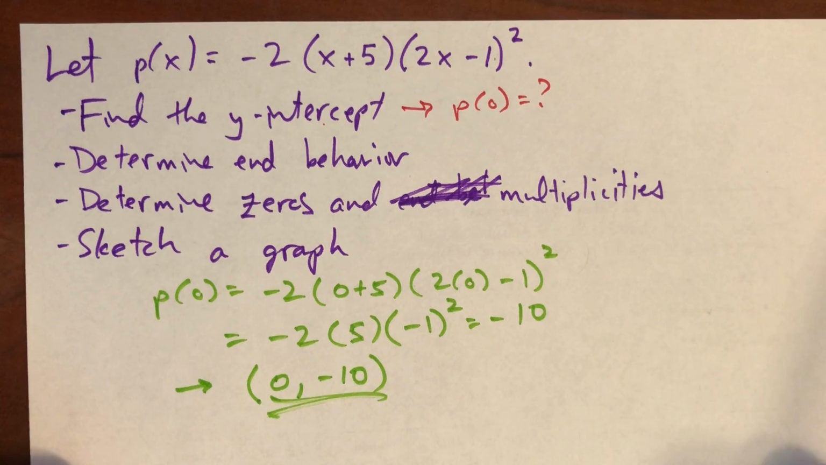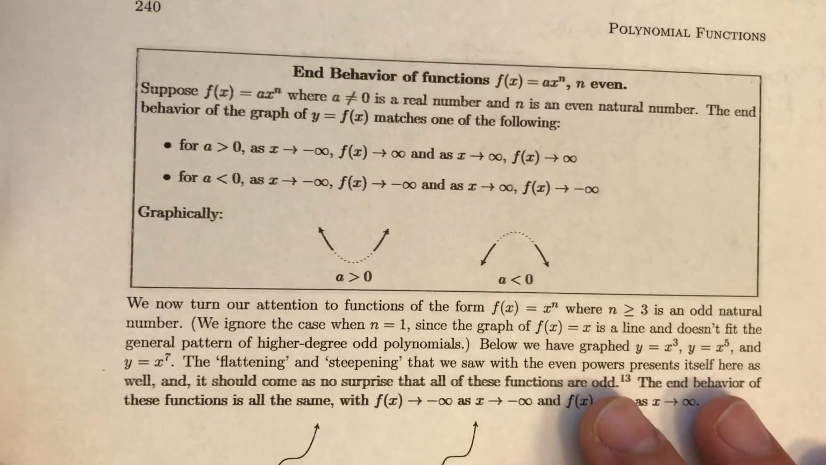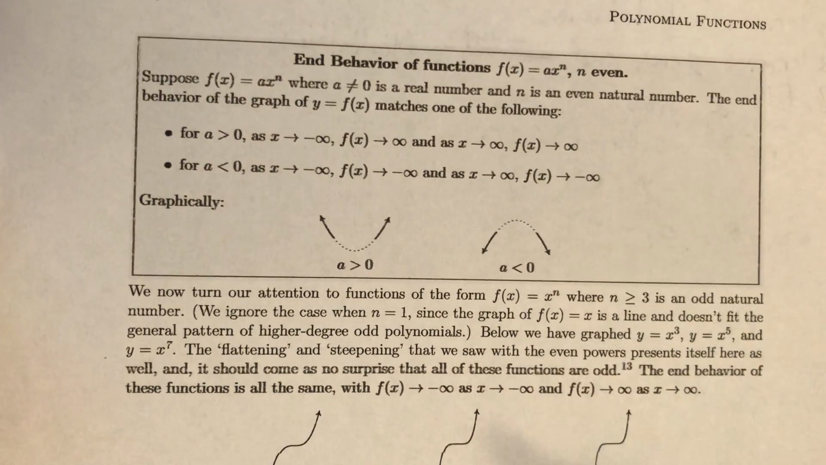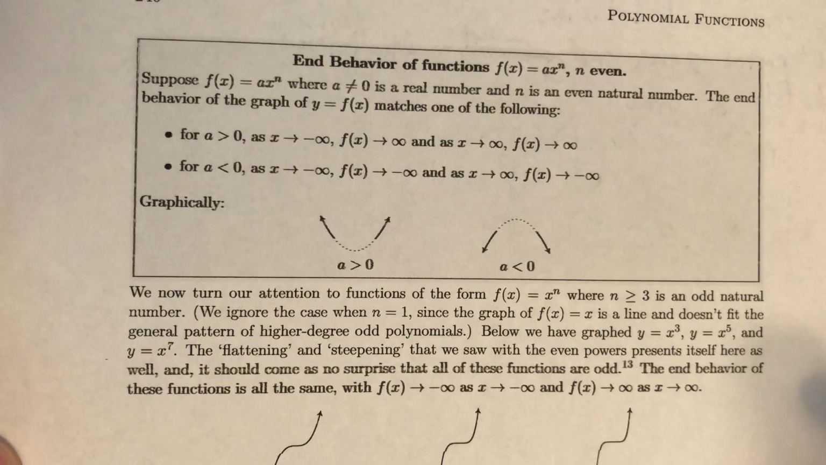Determine end behavior. So end behavior, we talked about this in the other video where we had to construct a polynomial. The end behavior is determined by the leading term. I printed it out on the other side of this sheet of paper, so let's take a look at this real quick. So end behavior of a function. Now this here, a times x to the n, this is just our leading term.